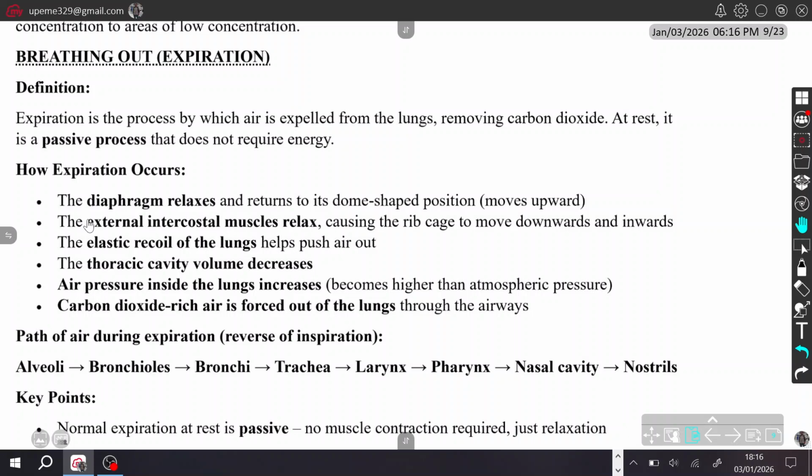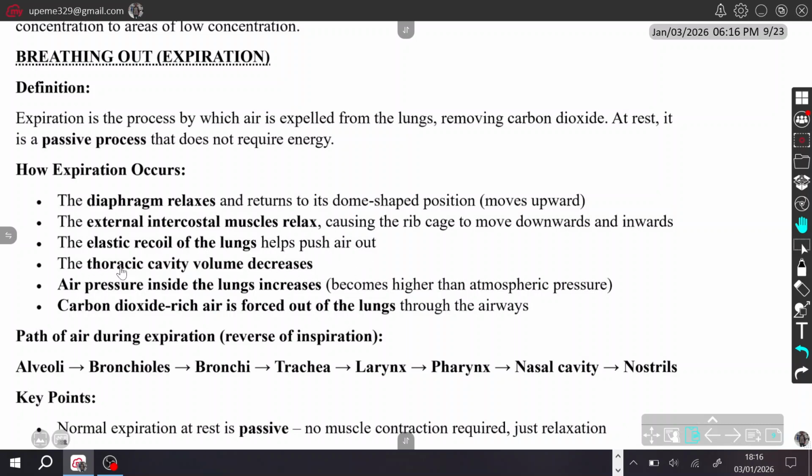Then the external intercostal muscles relax, causing the rib cage to move downwards and inwards. When you breathe the air out, the diaphragm relaxes, the intercostal muscles also relax, and the rib cage moves downwards and inward. Then the elastic recoil of the lungs helps push air out. So air is pushed out.